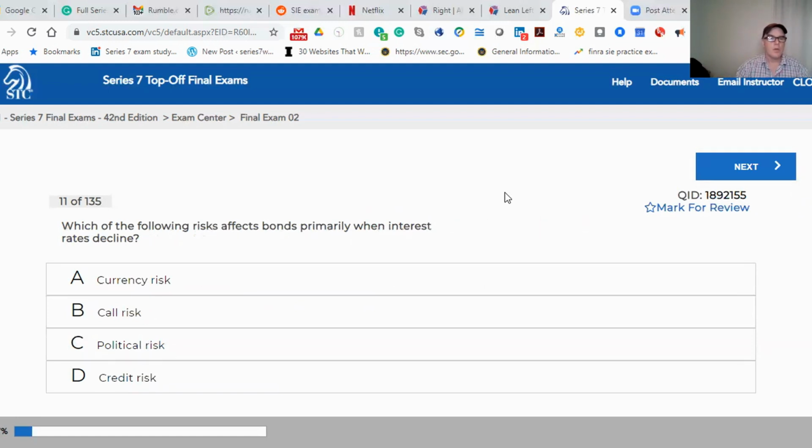Okay. Which of the following risks affect bonds primarily when interest rates decline? Okay. So first, interest rates go down, the price goes up. So that's awesome, but there is going to be a problem. Currency risk? No, because I'm not going outside the country. Political risk, that's out too. So it's either call risk or credit risk. Well, credit risk is a risk that they're not going to pay. They can't pay. And call risk is a risk that they're going to call the bond. When do issuers call the bonds? When interest rates drop, they call the bonds.